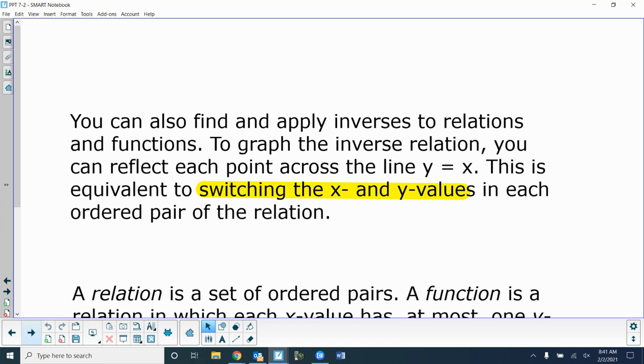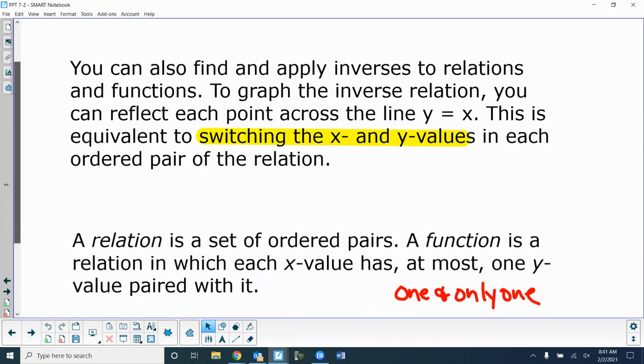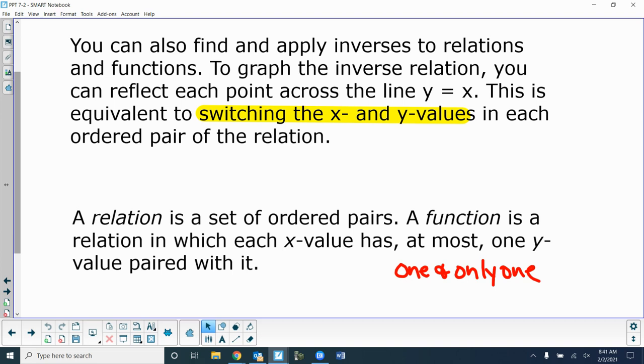Now we're going to do inverse of relations and functions. You can also find and apply inverses to relations and functions. To graph the inverse relation, you can reflect each point across the y equals x line. Reflect just means like a mirror reflection, right? Like if I fold it, they match up, right?